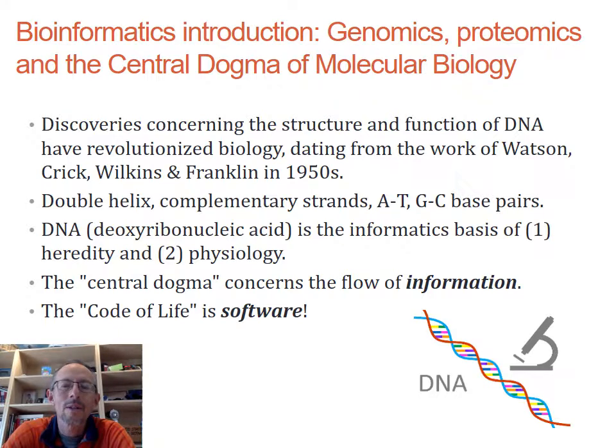So the code essentially has four possible letters, A, T, G, C, standing for adenine, thymine, cytosine, and guanine. Where in RNA, instead of thymine, you have uracil. So that becomes the language, essentially, of the genetic code.